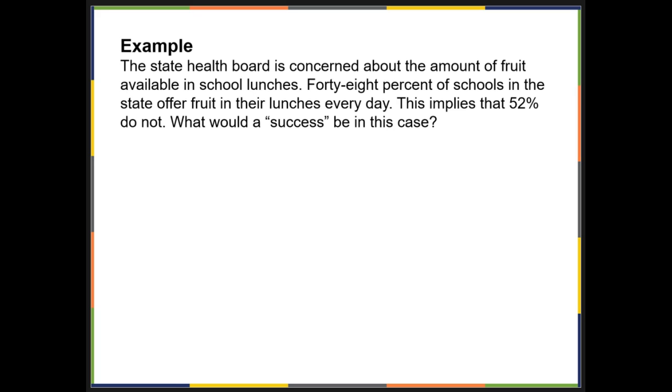So here's an example. The State Health Board is concerned about the amount of fruit available in school lunches. 48% of schools in the state offer fruit in their lunches every day. This implies that 52% do not. What would a success be in this case? So the success would be a school that offers fruit in their lunch every day.